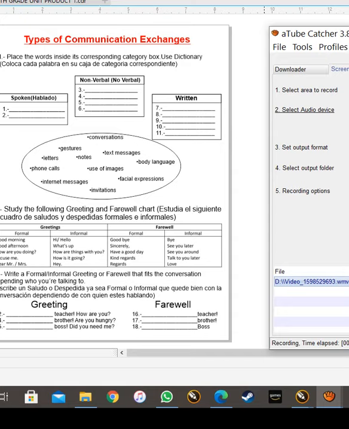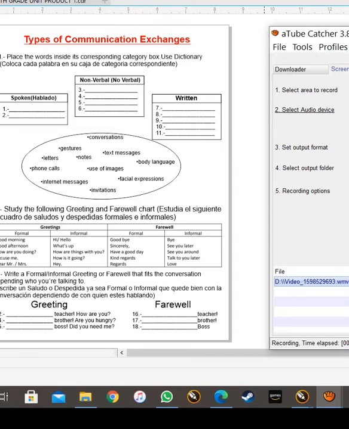So inside the circle, there's a lot of words. You have to choose, depending on the category, the number of words that are hidden inside the circle. You have to choose from all of those words and place them in the correct box. Number one, spoken. Then you have to look for one of those words inside the circle that corresponds to spoken communication.